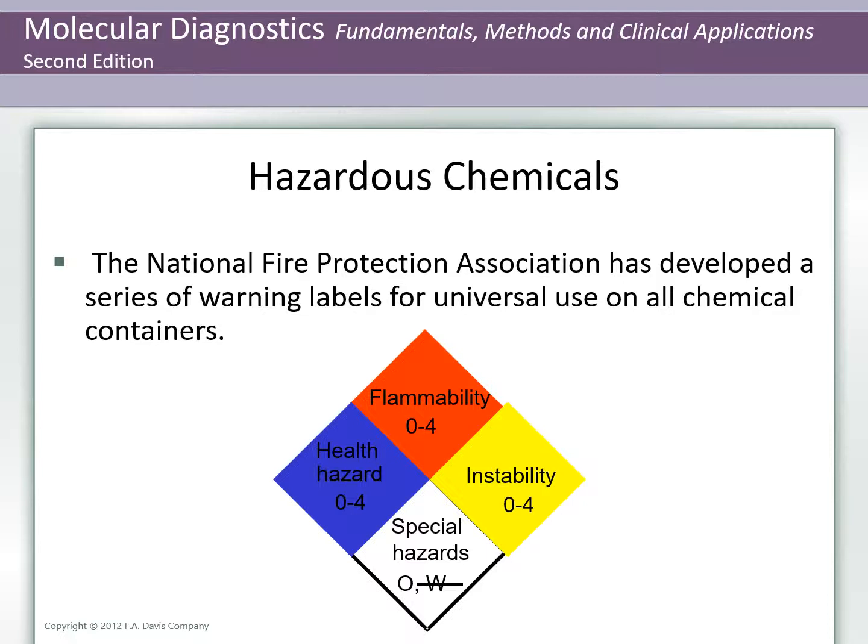The 4th section, Special Hazards, has 2 categories. O indicates a strong oxidizer, which greatly increases the risk of combustion. The stricken W, the W symbol with a line through it, indicates dangerous reactivity with water, which would prohibit the use of water to extinguish a fire in the presence of the chemical.